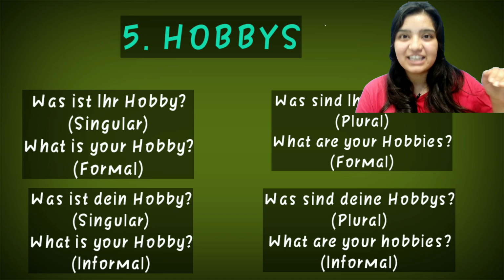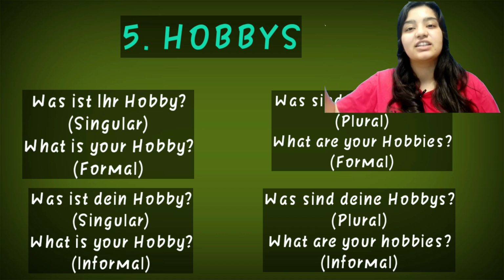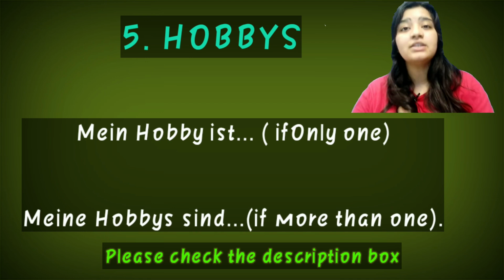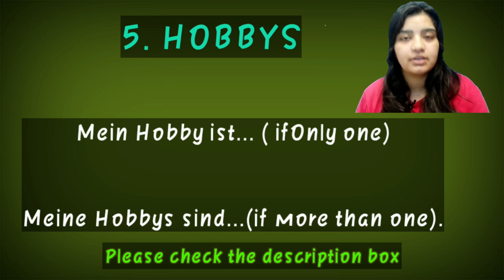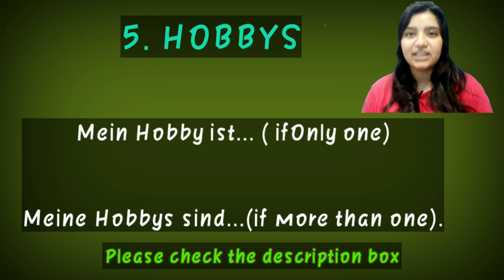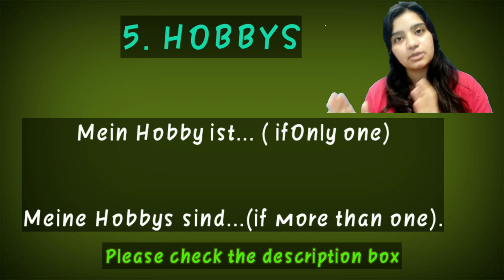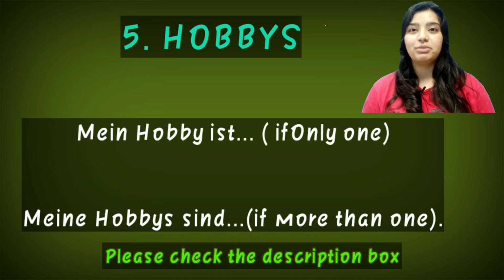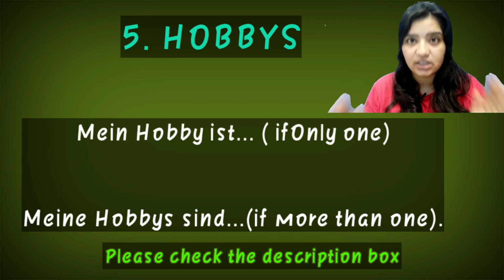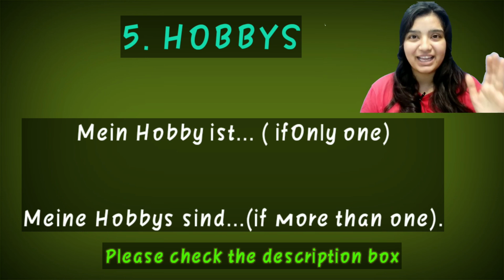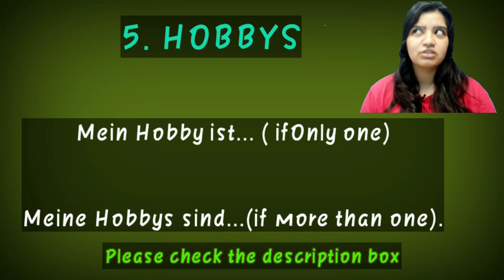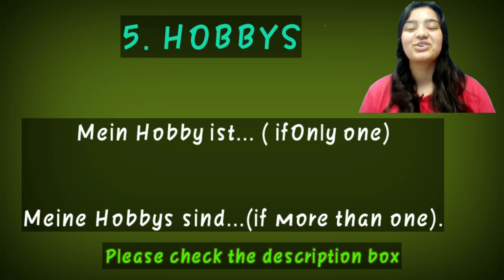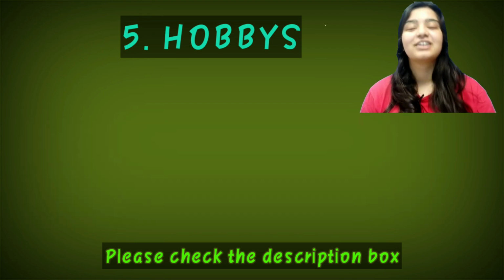Now, was sind Ihre Hobbys? Und was sind deine Hobbys? And the answer will be, mein Hobby ist, oder meine Hobbys sind. If it is singular, it will be mein Hobby ist, and your hobby has to be only one. And if your hobbies are many, more than one, then you can say meine Hobbys sind. So meine Hobbys sind Musik hören und Bücher lesen.